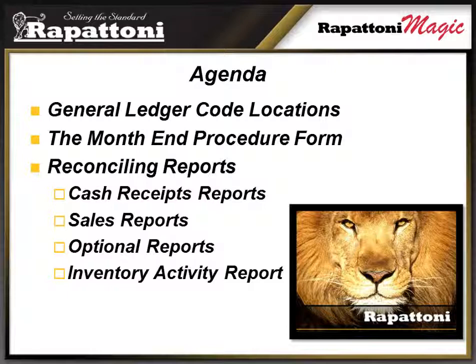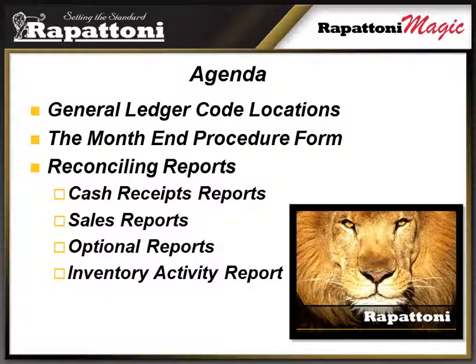And then from there we're going to get into the nitty-gritty and talk about the reconciling reports, for instance, cash receipts reports, sales and invoice reports. We have a couple optional ones, and even for all you customers that are using the inventory module in Magic to track your inventory, the inventory activity report. These are great reconciling reports to make sure that your transactions and your data are accurate before we start locking down and starting the month-end process.